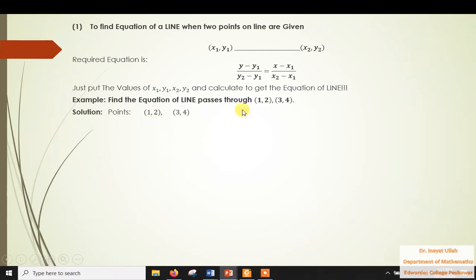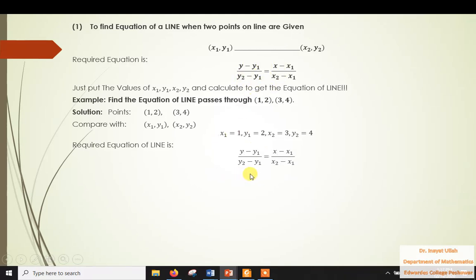So given that the points are (1, 2) and (3, 4), we need to compare these 2 points with x1 y1 and x2 y2. Comparing these 2 points with x1 y1 and x2 y2, we get x1 equal to 1, y1 is equal to 2, x2 is equal to 3, and y2 is equal to 4. So that is given here, x1 y1 x2 y2. So the required equation of a line is this one.